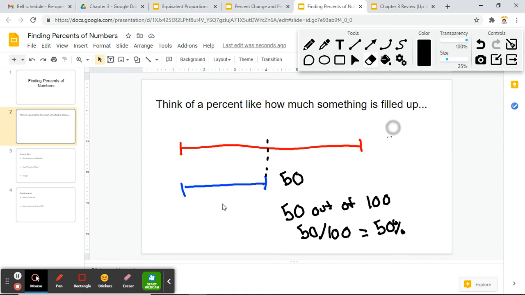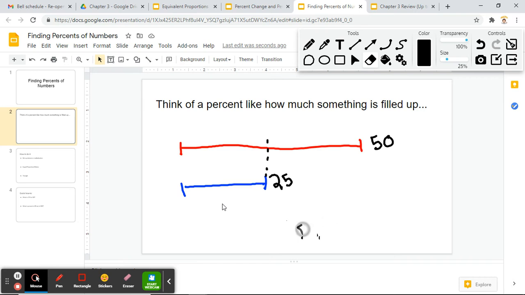Now, of course, if this number wasn't 100, if it was just a little different here. Let's say this number was 50 and this line was 25. It would be the same thing, right? This blue line would still be worth half of this red line here, and we could set it up the same way.